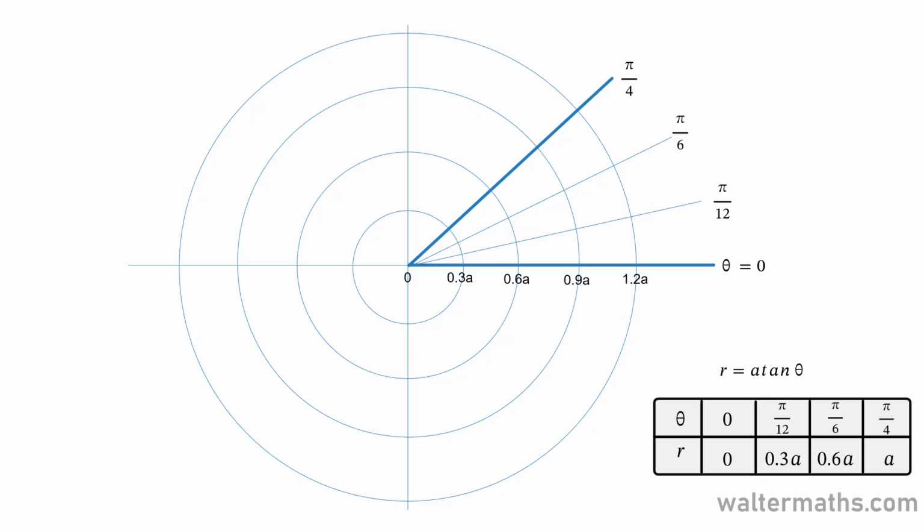So we can now plot the points. Let's start with the point 0, 0, which is this point here. When theta is equal to pi over 12, r is 0.3a, so the point should be this one. When theta is pi over 6, r is 0.6a, so this is the point. And when theta is equal to pi over 4, r is a, which is this point here. So if we join the points, the curve will come out like this.